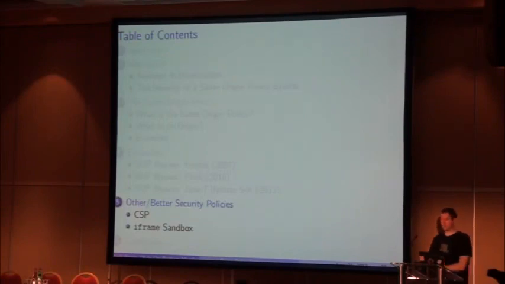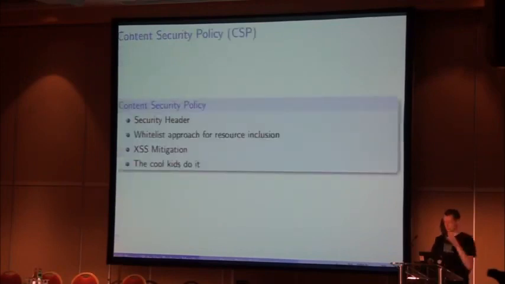Okay, let's talk about better security policies, because there are actually policies doing it right in the browser. First of all, content security policy. This is a kind of new security header that the website can send in the HTTP response and say which resources are allowed to be included, like images, scripts, style sheets, and so on. And this is a whitelist approach. That means it's kind of good because you say what's allowed and everything else is not allowed. And it can actually serve as an XSS mitigation.